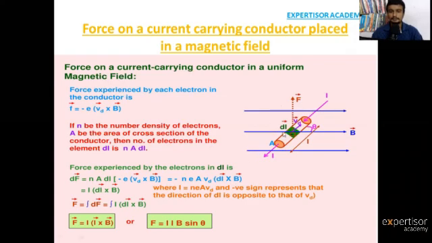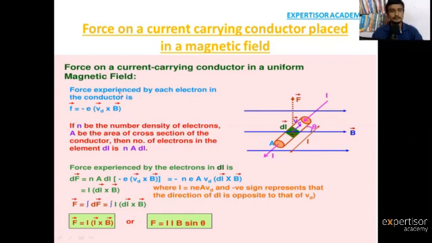At the same time, we consider a small length dl out of the total length l. We have to observe the force at this dl point. And also the angle between the face or surface of the conductor and the magnetic field lines is theta.